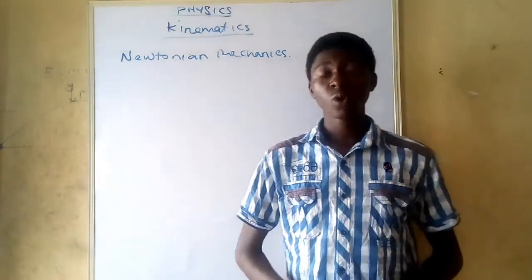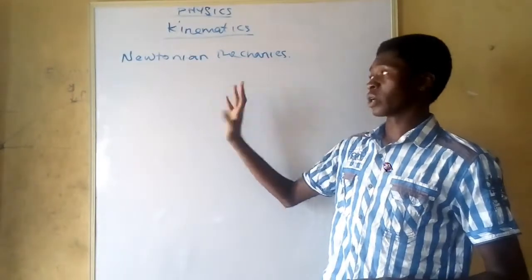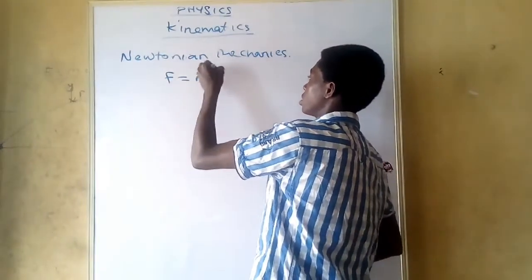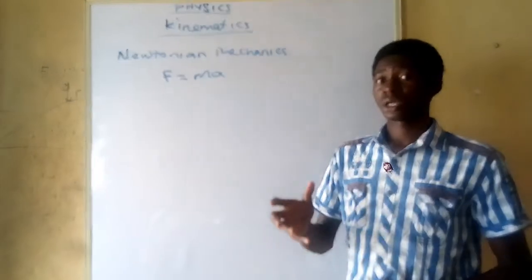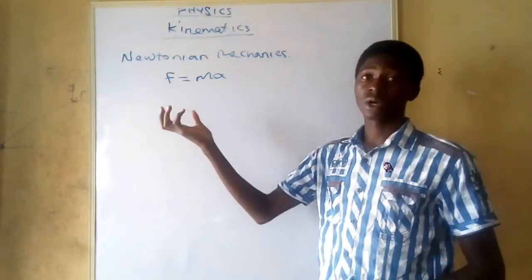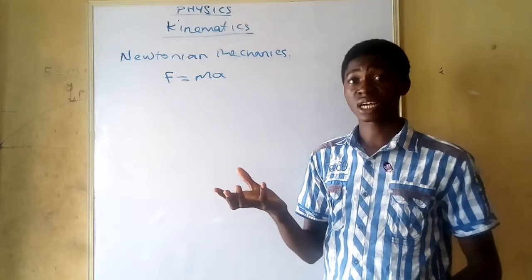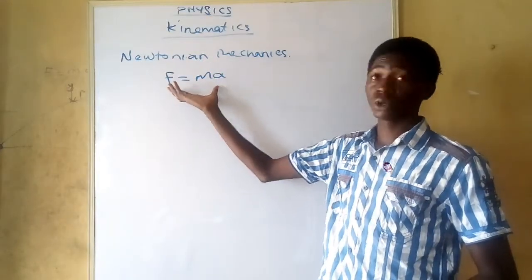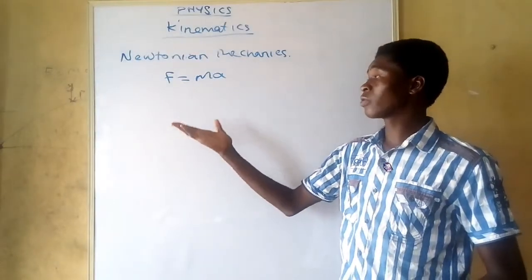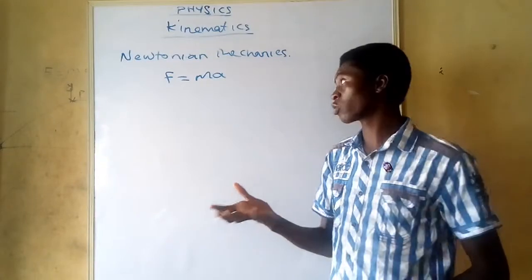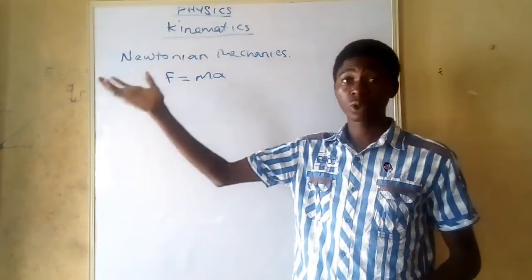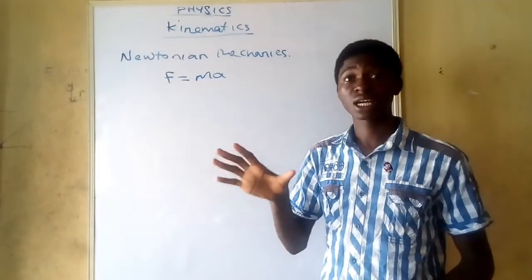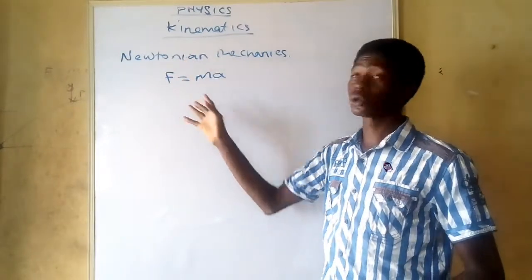When we are talking about Newtonian mechanics, we are talking about the basic law of Isaac Newton, which is F equals ma. Now it happens that if a body is as large as can be seen by a microscope, such a body obeys Newtonian laws. But when we talk about small particles such as cannot be seen by a microscope, that's when we begin to talk about quantum physics and light. When an object is as big as can be seen by a microscope, it obeys Newtonian mechanics.